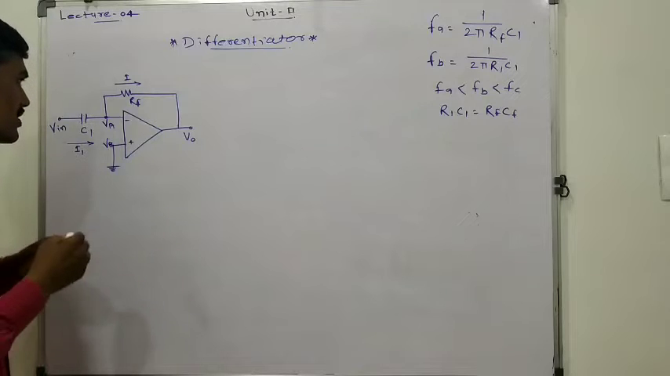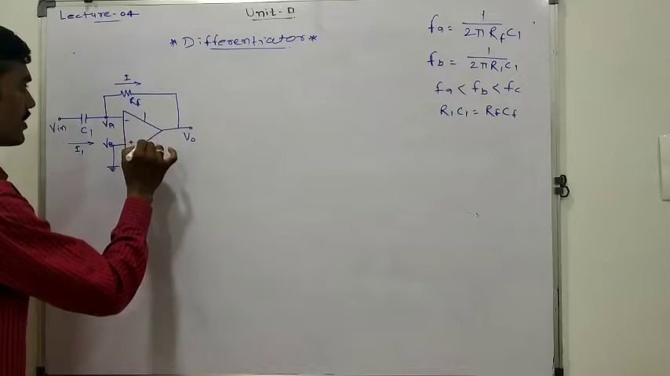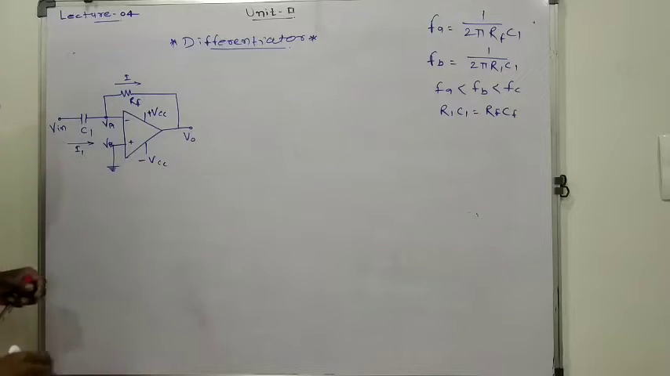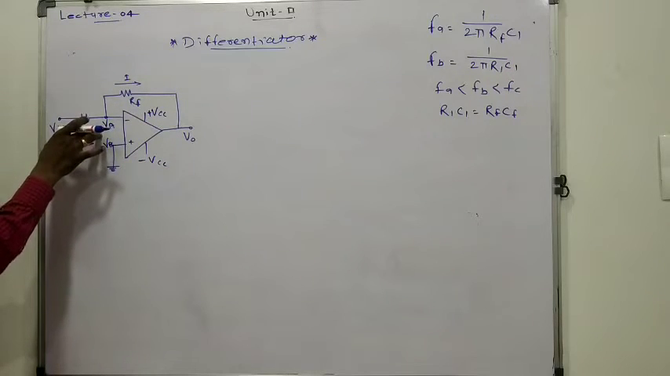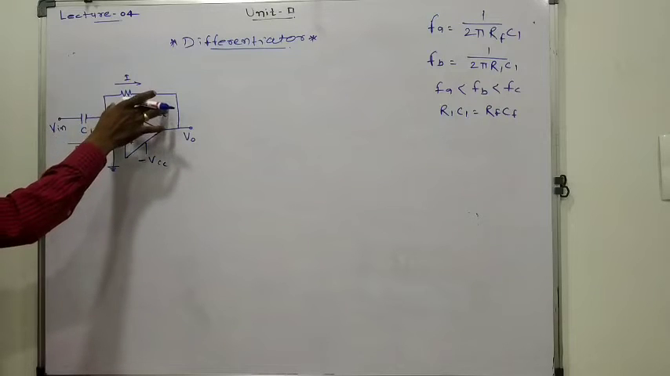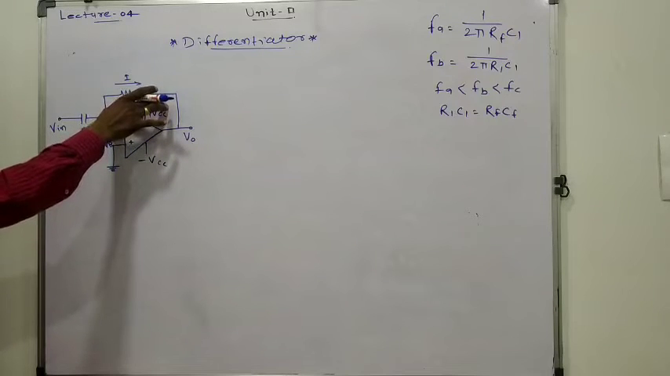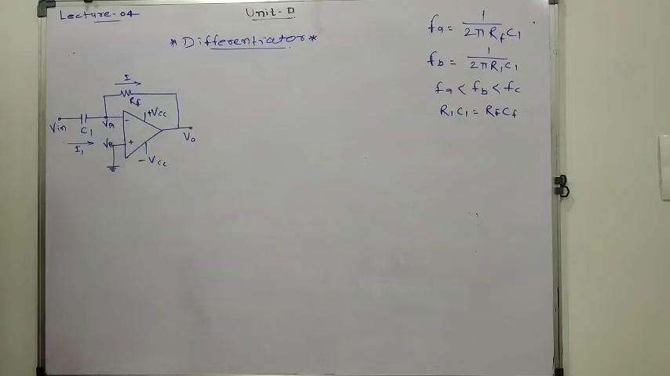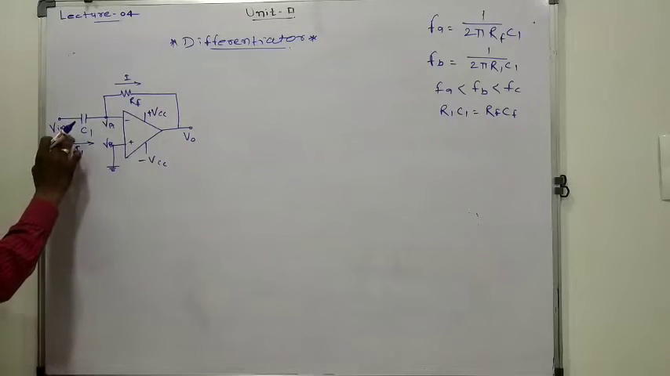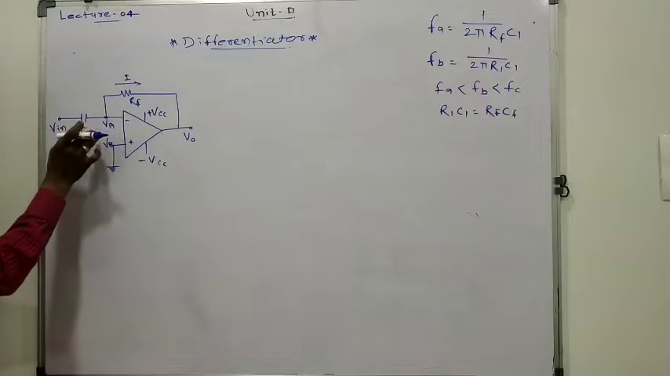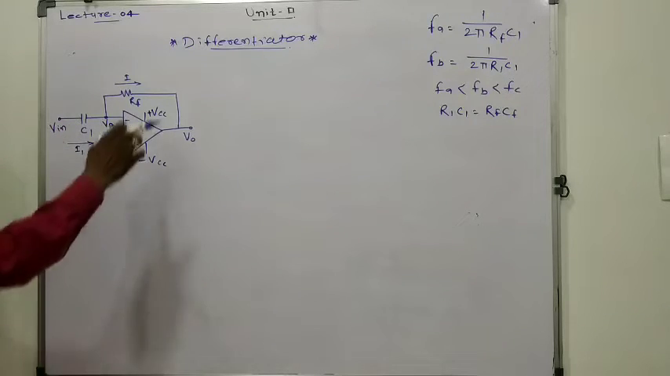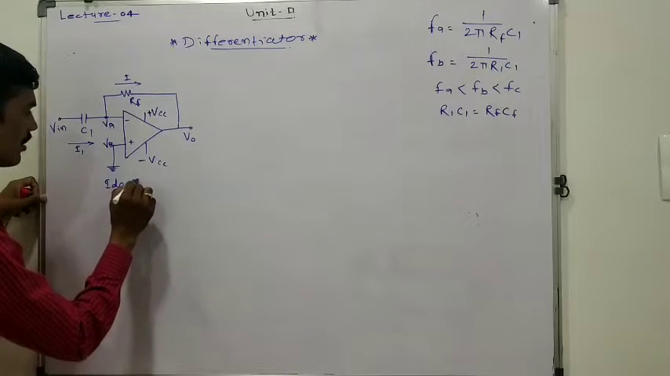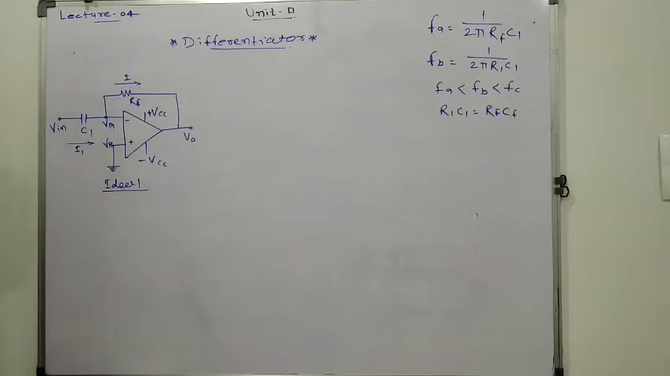This is a generalized circuit diagram of the differentiator. This is plus VCC, this is minus VCC. At the input side we are connecting one capacitor, and feedback is provided through RF, that is the feedback resistance, connected to the Va point. Va is provided to the operational amplifier by using one capacitor. So simply, this is the ideal differentiator. This is called an ideal differentiator circuit.